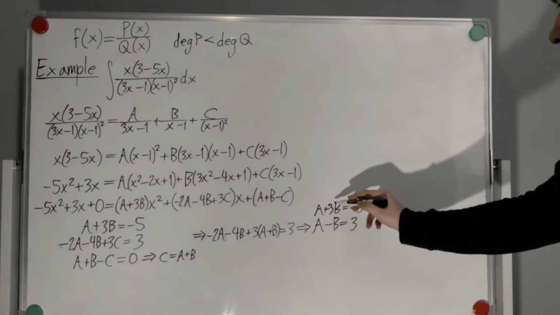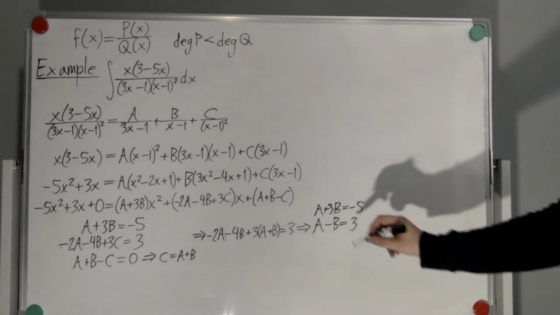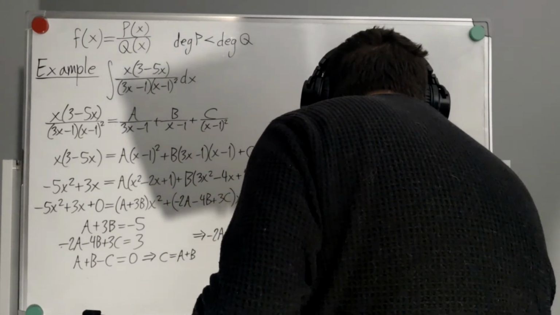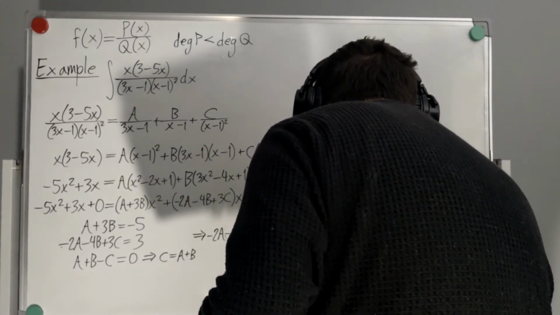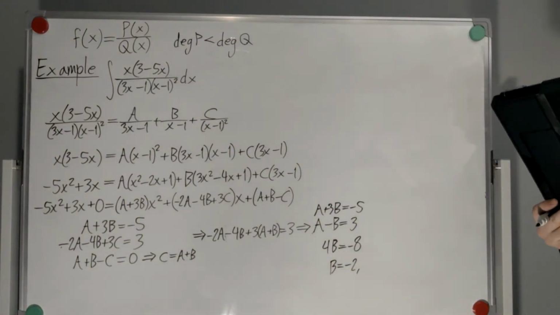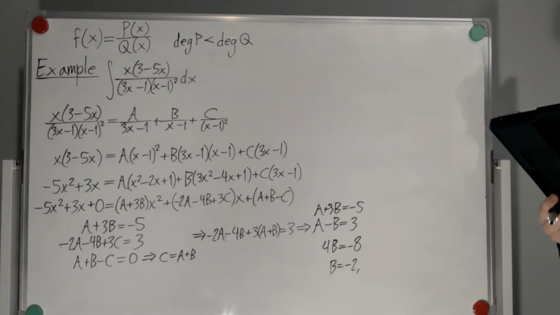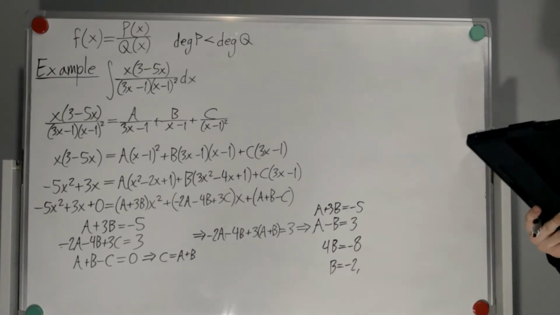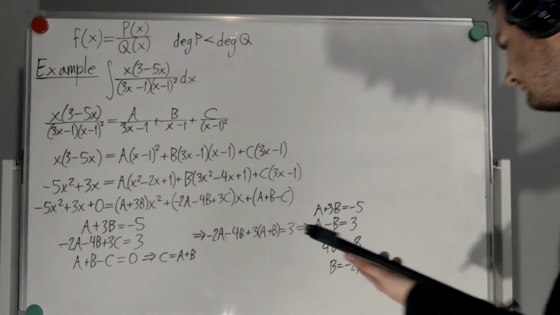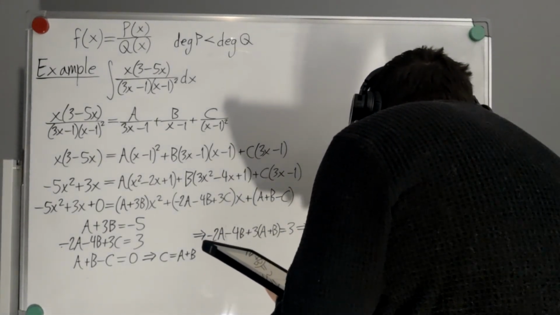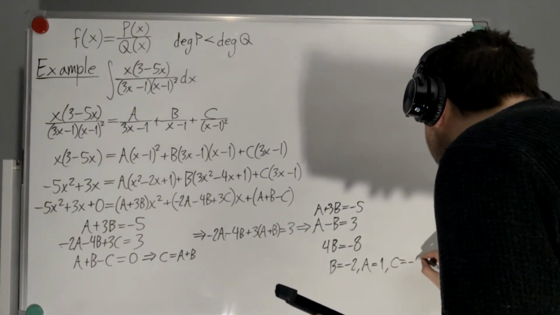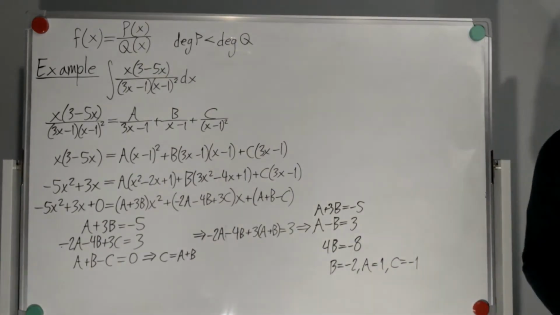So now we can subtract this equation minus this one, and then what we'll get is 4b equals, I guess, negative 8, which means b equals negative 2. And then if b is negative 2, then a is going to end up being, let's see here, 1. And then c, which is a plus b, has to be negative 1. Okay?